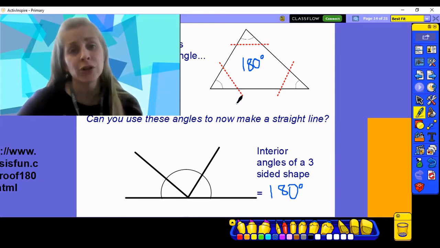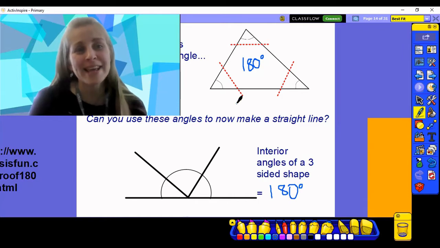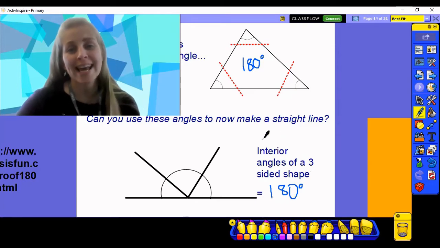And this works for any triangle, whether it be regular or irregular. You've probably created your own irregular triangle, whether it be isosceles, even scalene. You might have even been lucky enough to create yourself an equilateral triangle if you were being particularly accurate, or you might have had a right angle triangle. Whatever the case, as in the video, you can cut off those corners, cut off those angles, and rearrange them to make a straight line. So proving that within a triangle, within a three-sided polygon, the total of the interior angles is 180 degrees.